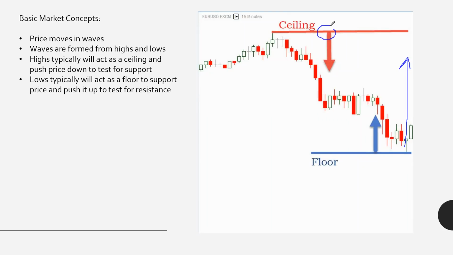Well, if you're buying the ceiling, this is going to limit your risk, okay? So do you really want to buy up here? No. This is where you would want to sell, not buy. Does everybody understand that? Any questions on that concept?